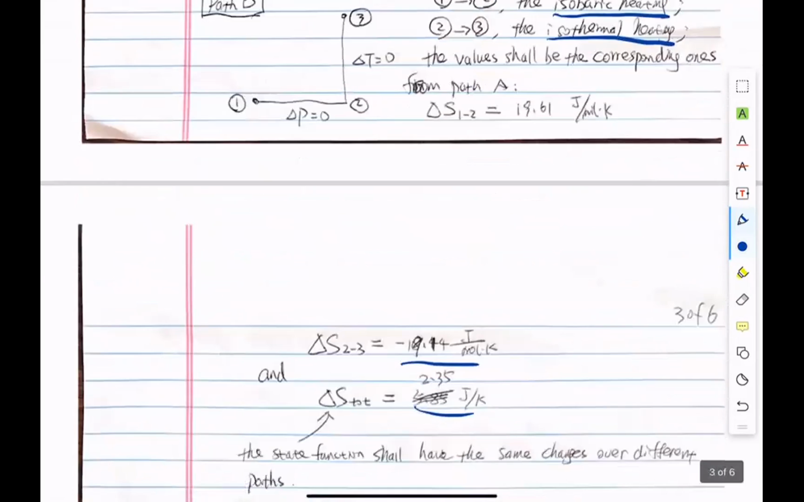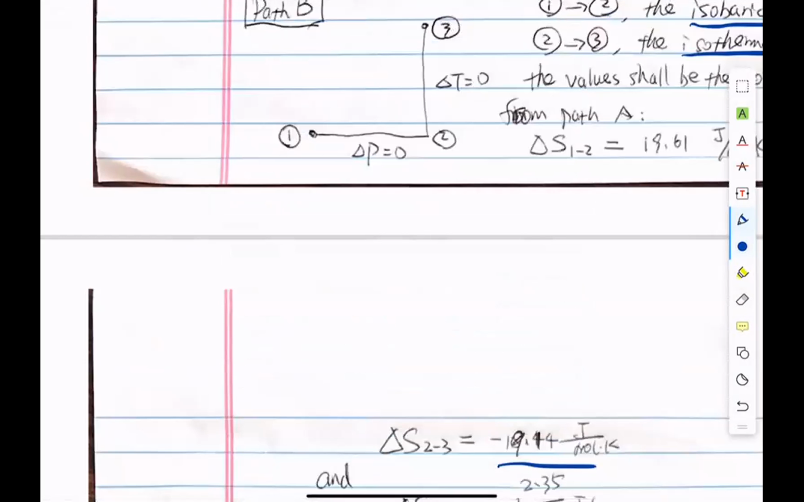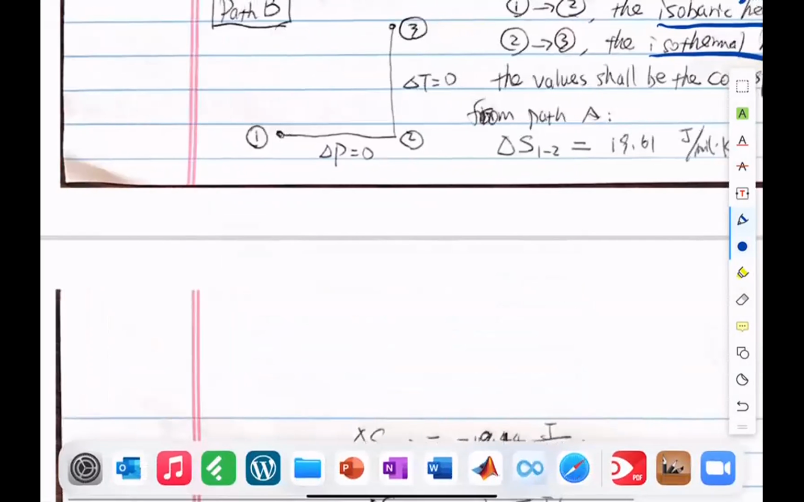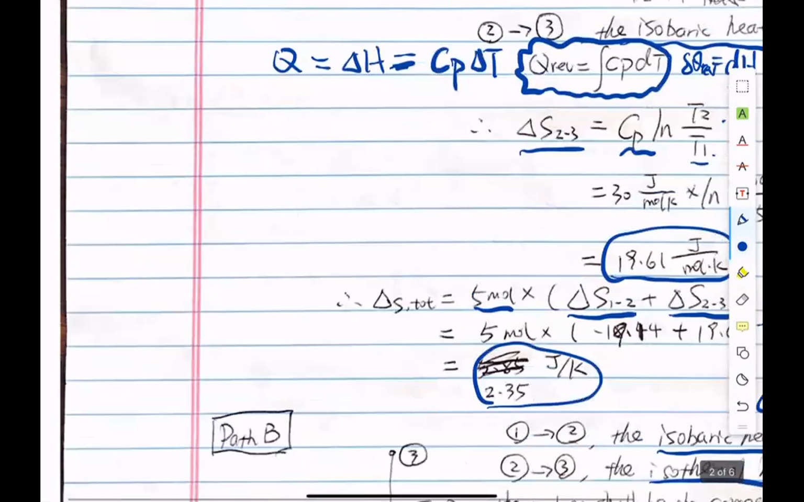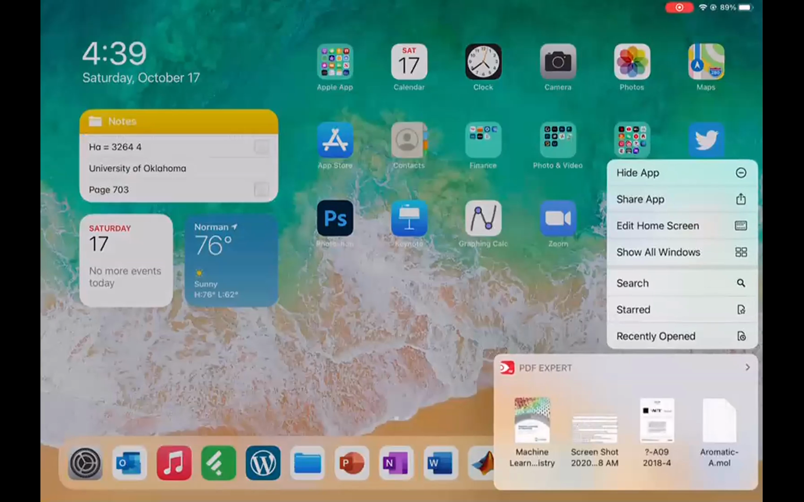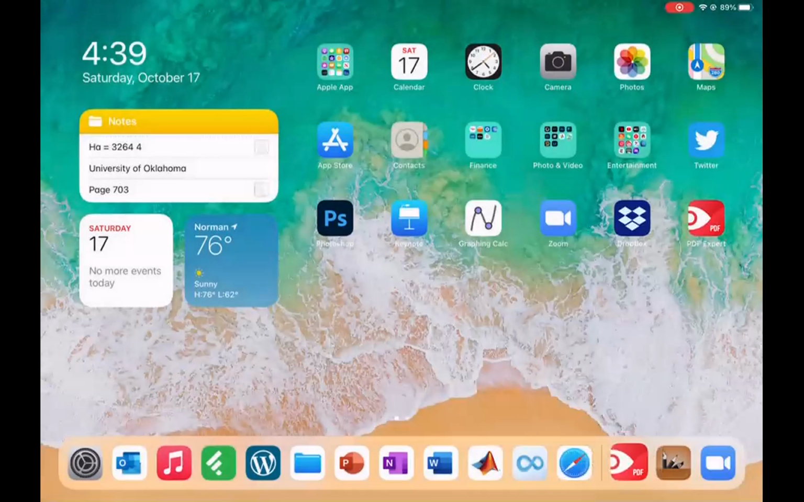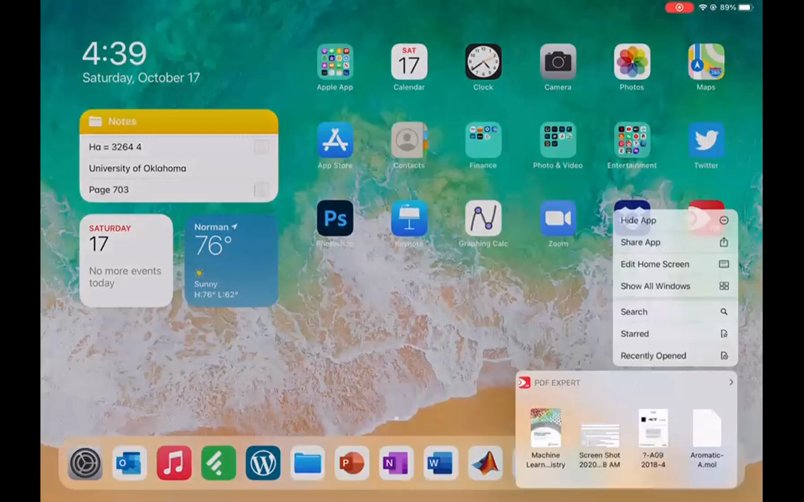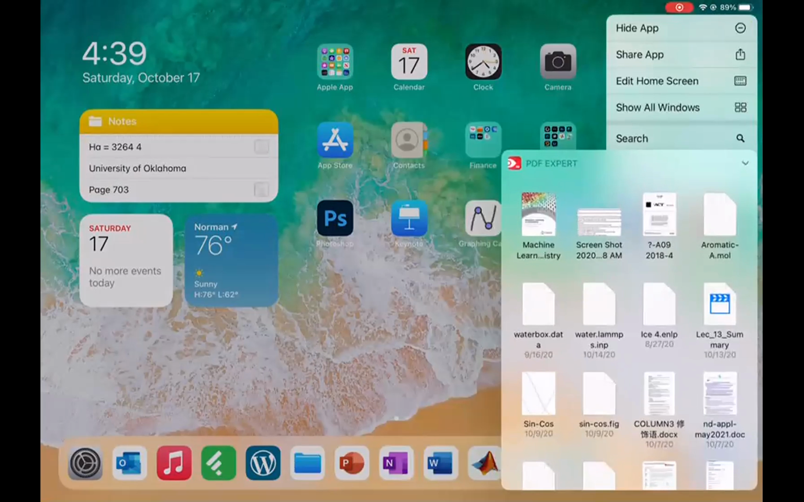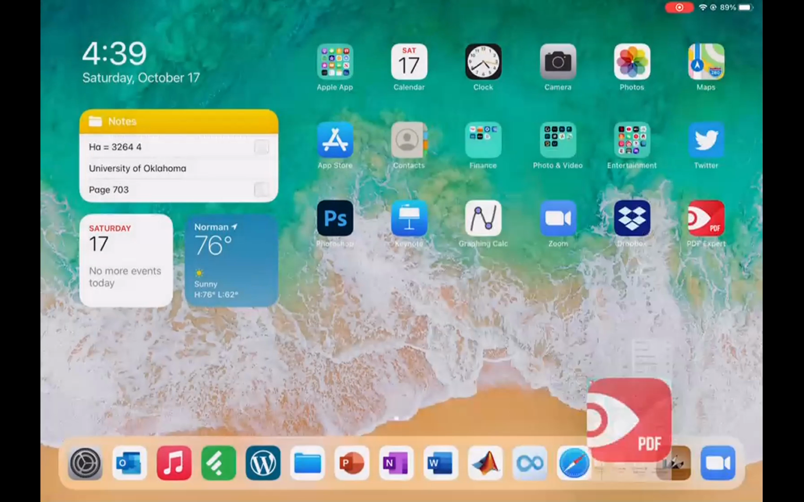Now I need to figure out a way to go back to the tab, which is annoying. Okay, that's very silly of this app.